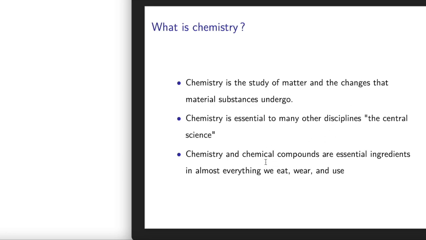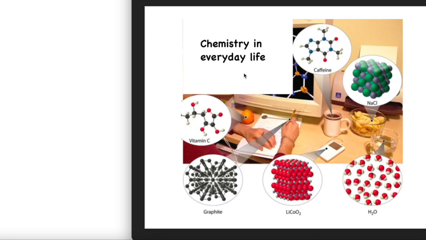Chemistry and chemical compounds are essential ingredients in almost everything we eat or use. For example, in this picture we have many examples of how chemistry affects our life. This guy is working, and we have an orange on his desk. This orange is composed mainly of vitamin C, or ascorbic acid.